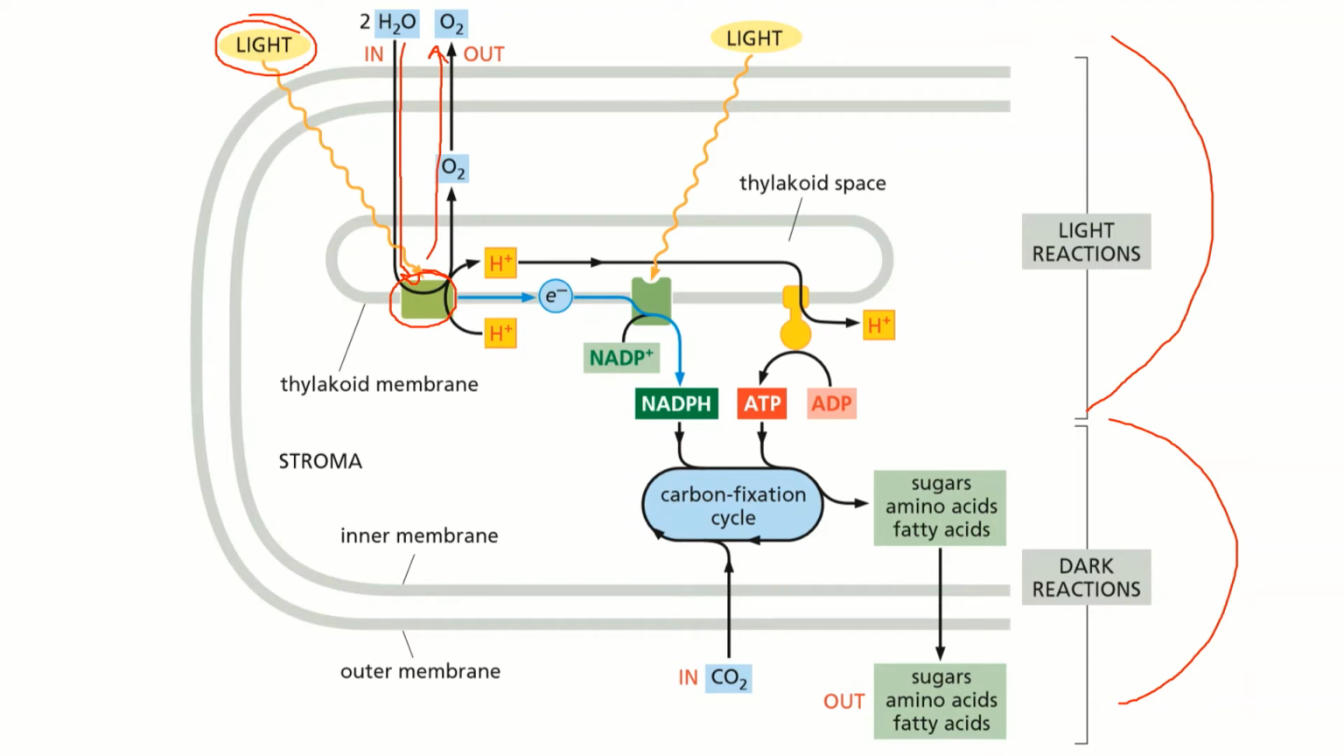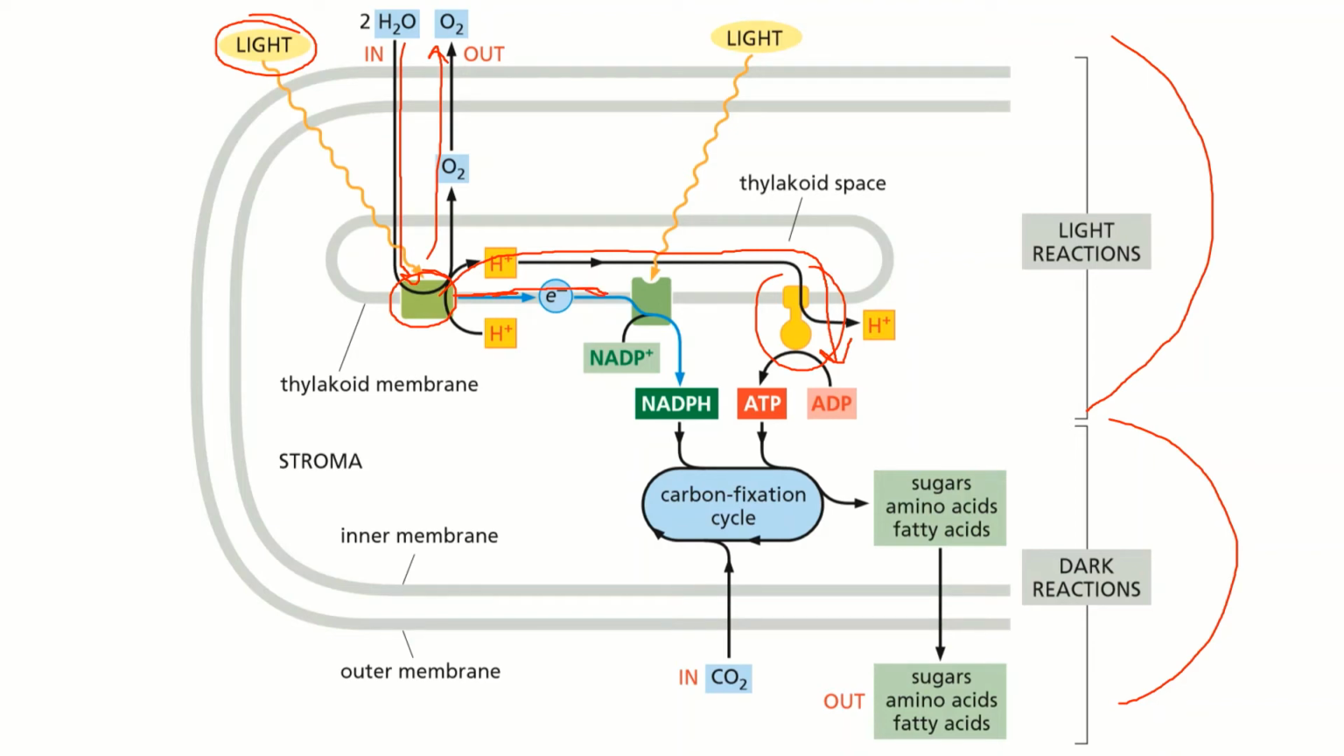So what happens to the rest of the water? Well, the hydrogens are brought out into the stroma, as we see here, and used to power this ATP synthase, which produces ATP, which is later used in the dark reactions. We also see the electrons from the water, which go through an electron transport chain, just like in cellular respiration.